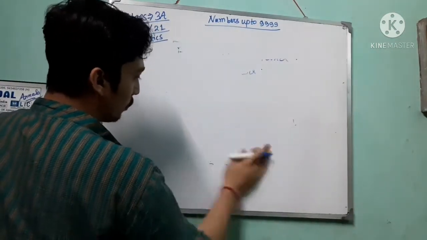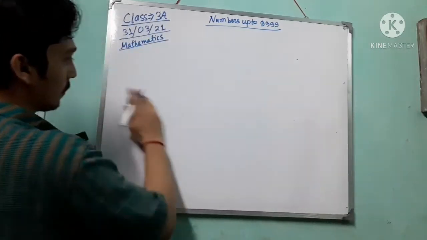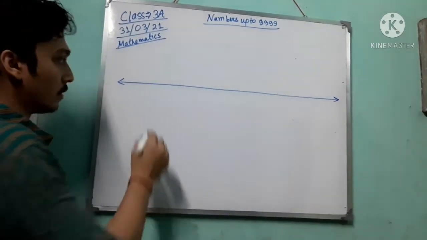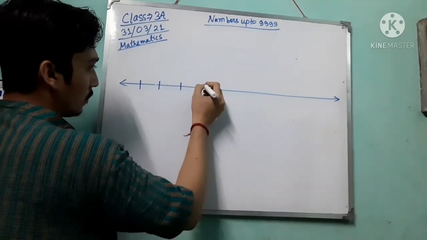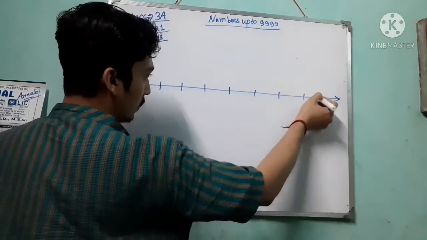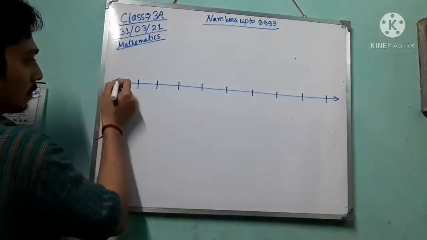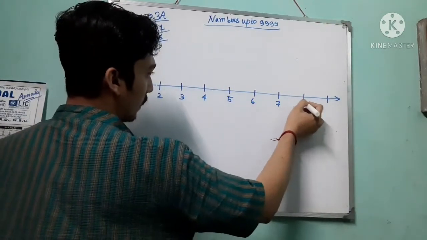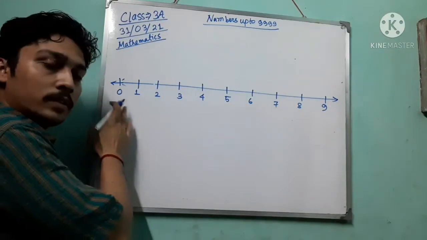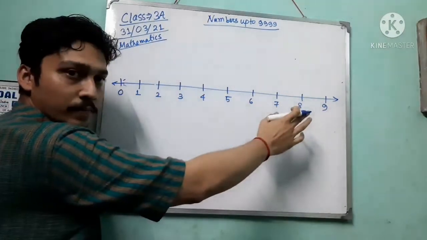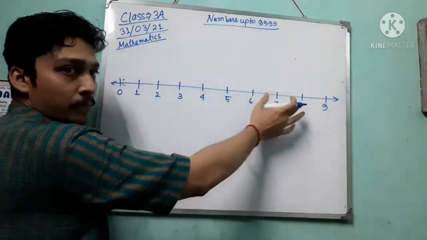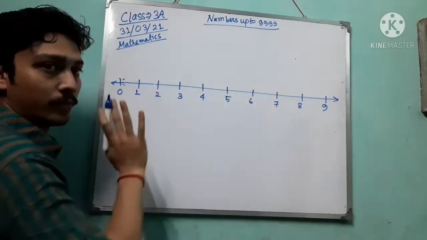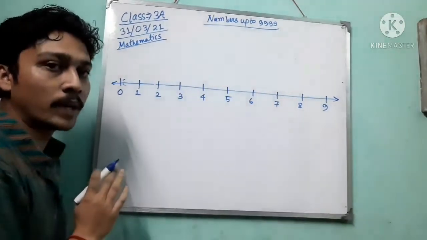Now I am going to show you through another process. You know, 2, 3, 4, 5, 6, 7, 8, 9. This is the number line. Why is it a number line? Because this is a straight line and the numbers are situated in a fixed gap. You see, the gap between 0 and 1, between 1 and 2, between 2 and 3 are all the same. They're fixed. So this line is called the number line.